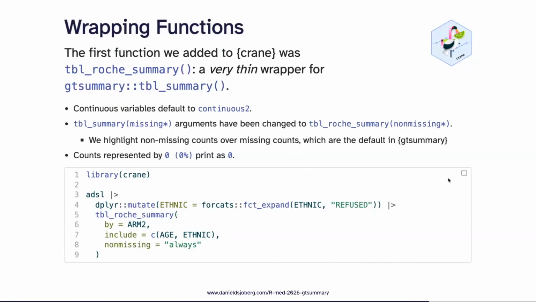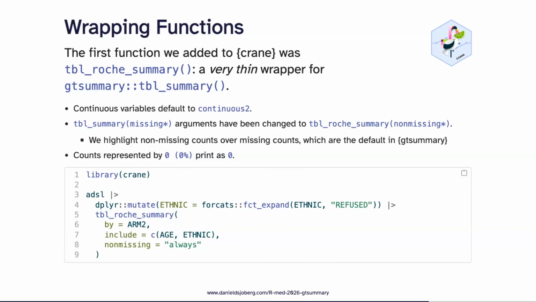All right, so now we're going to shift gears a little bit into a package that is available on CRAN, but is essentially for reporting at Roche and Genentech. I want to show you an example of this package called crane, and highlight some of the ways that we've built on top of gtsummary for our specific reporting requirements.